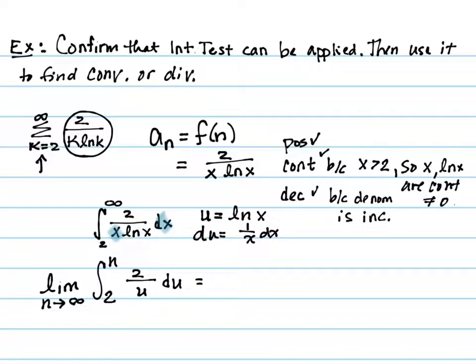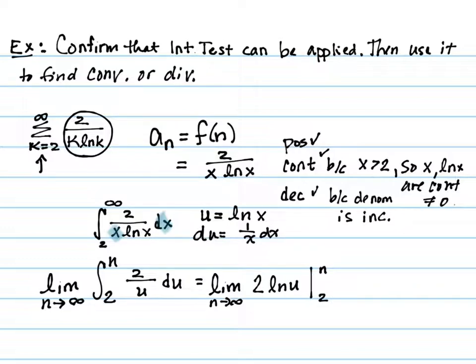All right, so what is the antiderivative of 2 over u? 2 ln u. Yeah, so my limit will still be here. I haven't dealt with my limit yet. My limit is n goes to infinity. You're right, it is 2 ln u. And my limits of integration are n and 2.